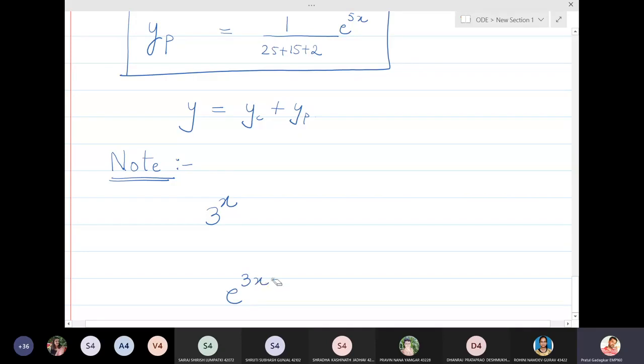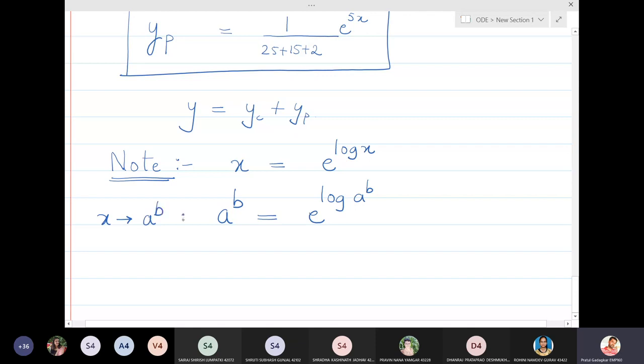This means I'm trying to tell you, what is a power b? A power b can be written as e raised to log a power b. Why can I write this? Because we know that x can always be written as e power log x. So what am I replacing x by? I'm replacing x by a raised to b. So I will get a raised to b is equal to e raised to log a raised to b.